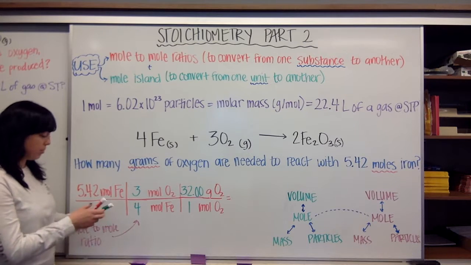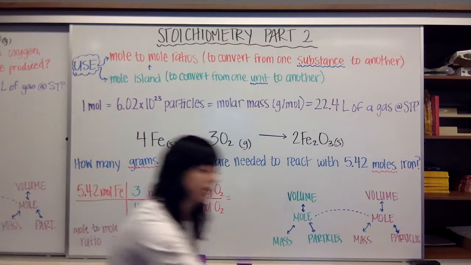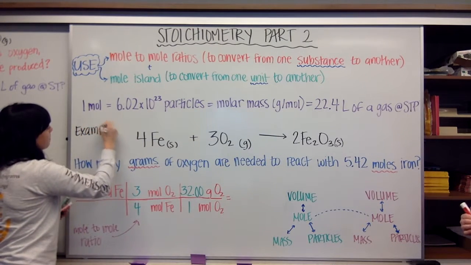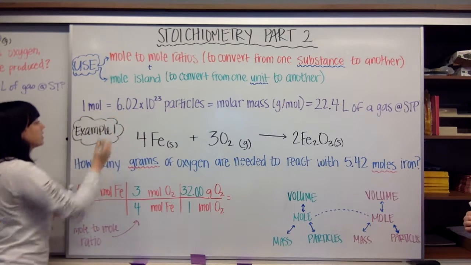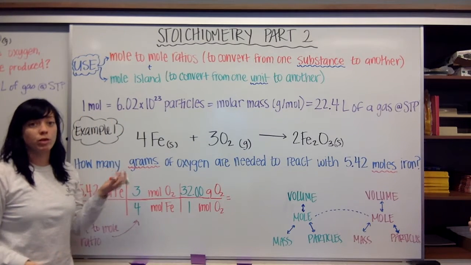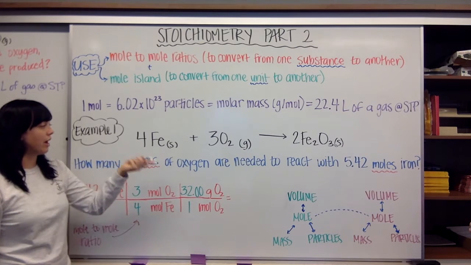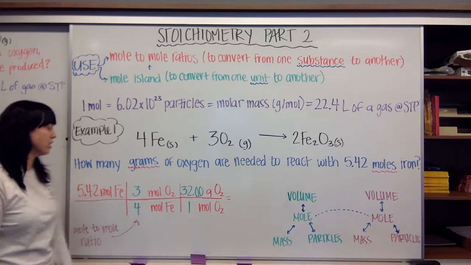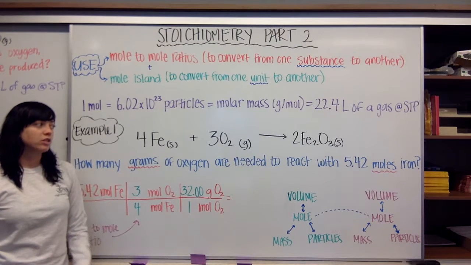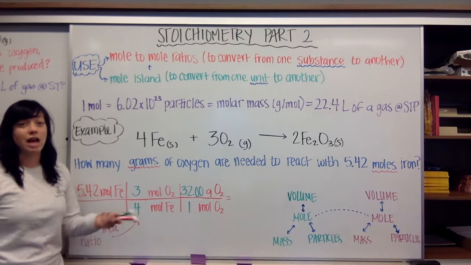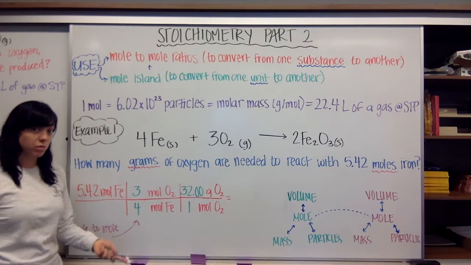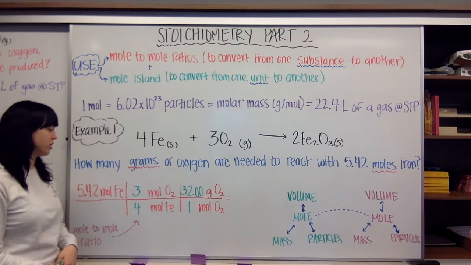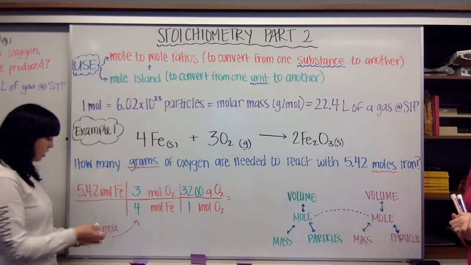So our first example, you should write this down right here. Example 1 includes the same balanced equation that we worked with last time. So 4 moles of iron react with 3 moles of oxygen gas to produce 2 moles of iron 3 oxide. How many grams of oxygen are needed to react with 5.42 moles of iron? Last time we figured out how many moles of oxygen would be required. This time we're going to just take it one step further and figure out how many grams of oxygen that actually is. So the first thing I do, start with my given.